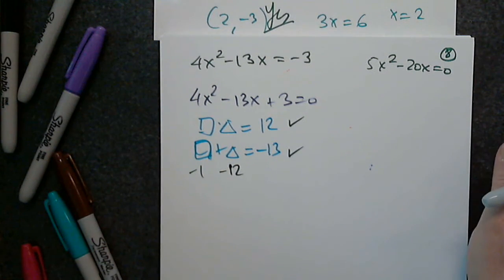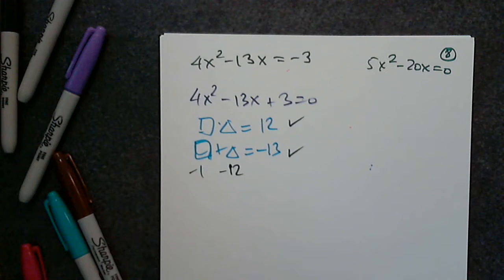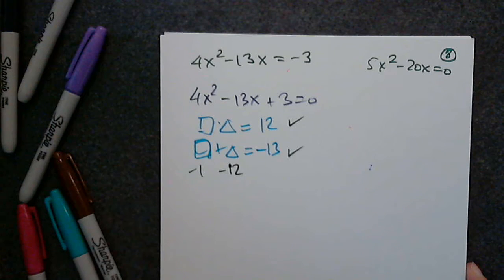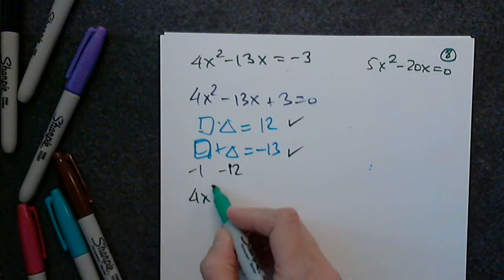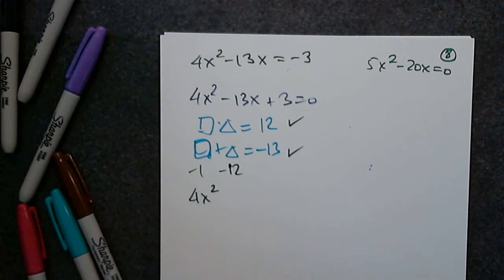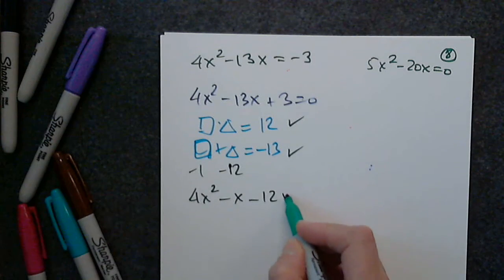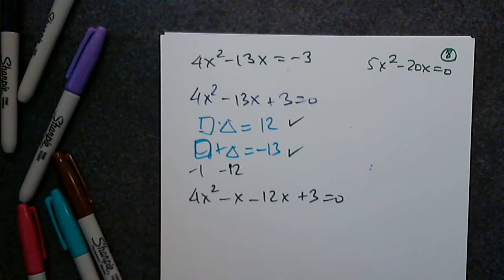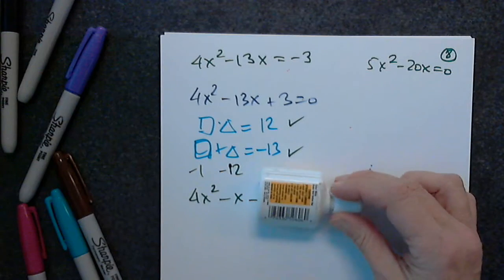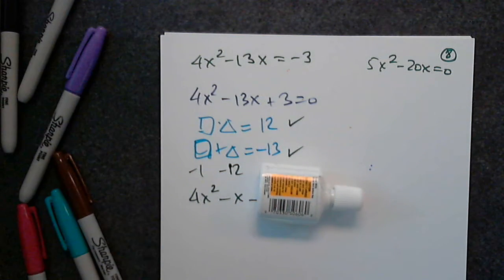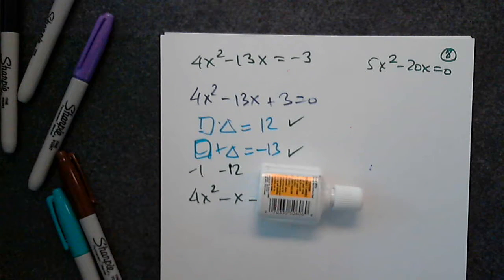And now what happens next? I rewrite the equation. How? Four x squared minus x minus 12x plus 3 equals 0. Well done. From the first two, what do I factor out? Very good. What is left in parentheses?